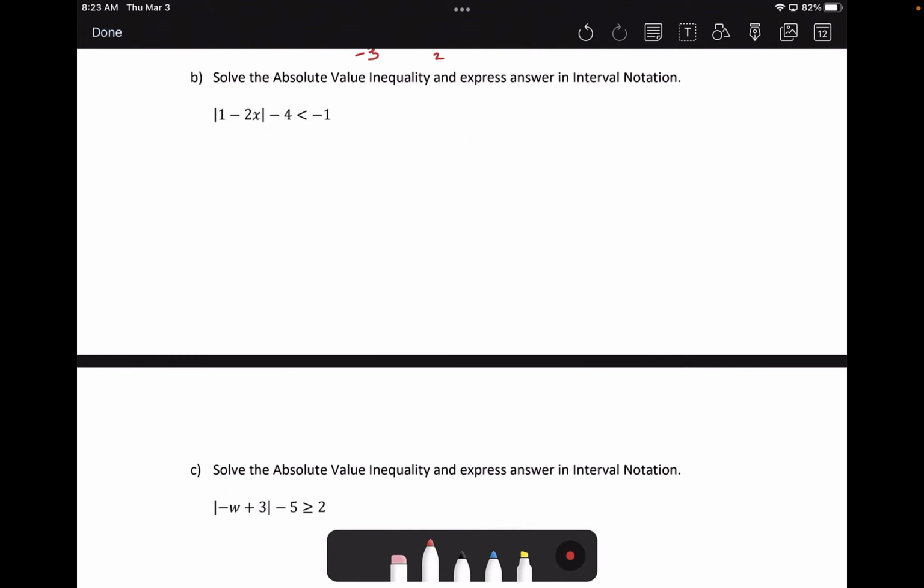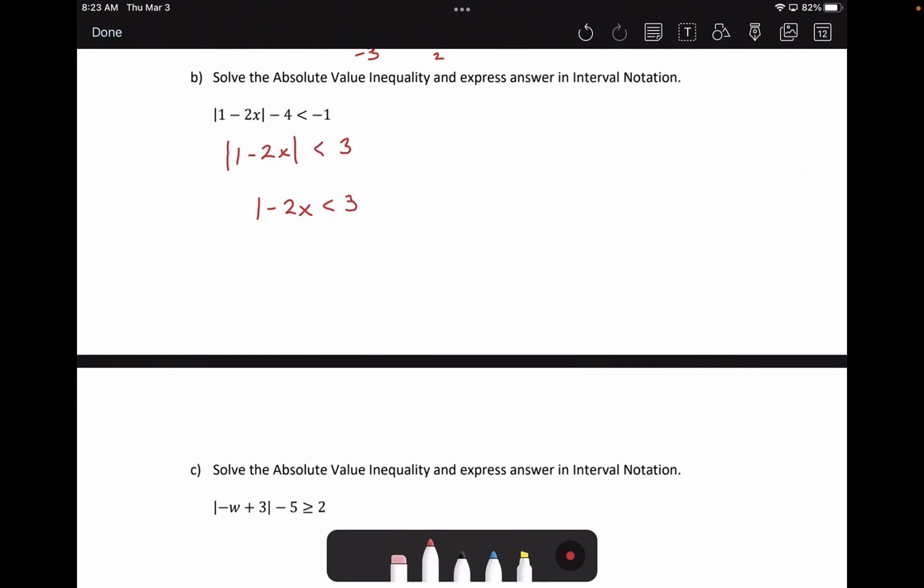Example B, we first want to isolate the absolute value bars. So here we need to add 4 to both sides. Once you've isolated the absolute value bars, we're going to split it into two separate inequalities. The first one is going to be basically copy the problem but drop the absolute value bars.